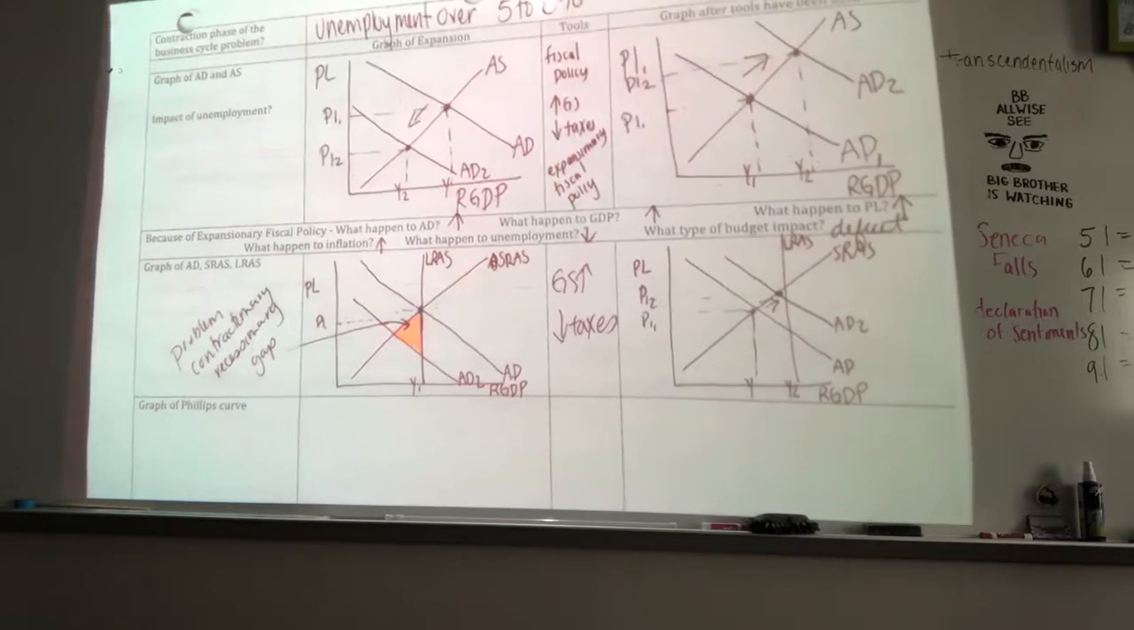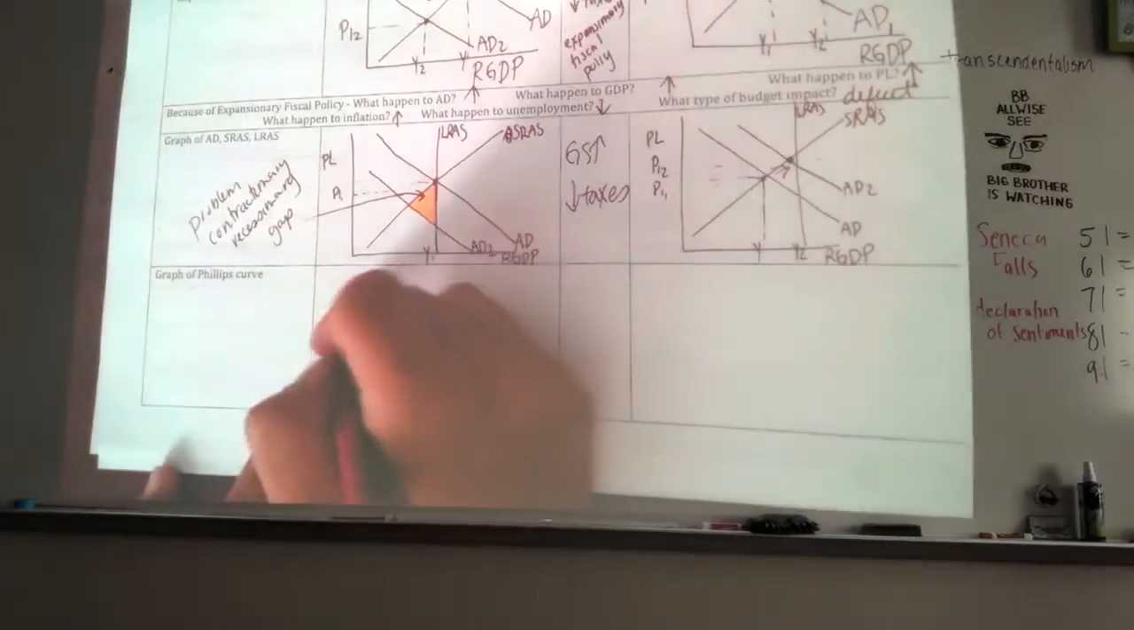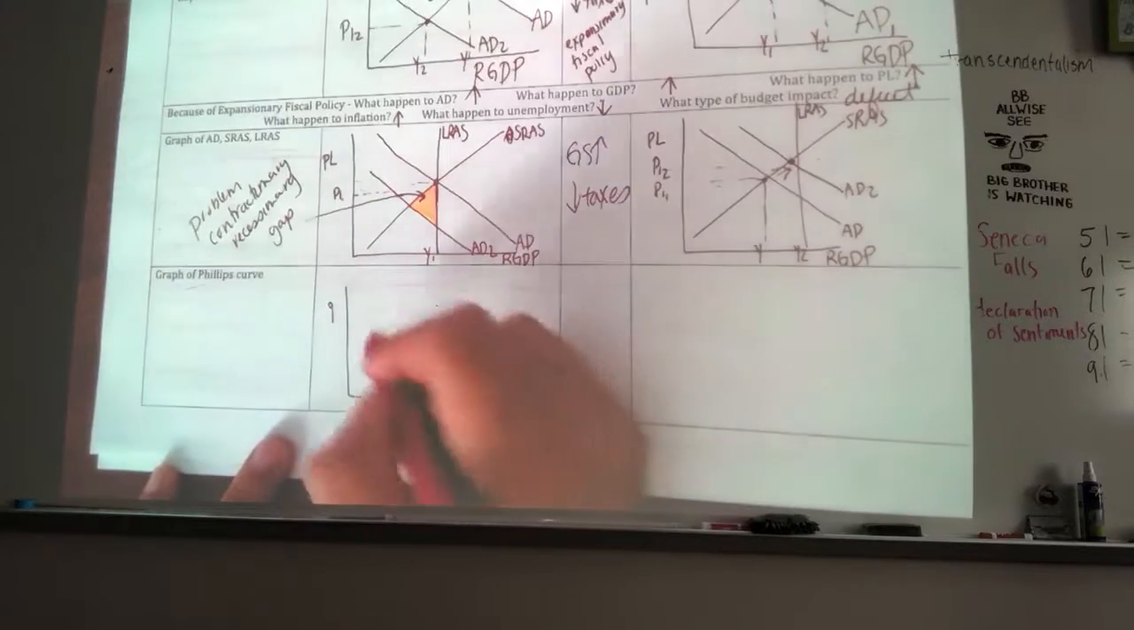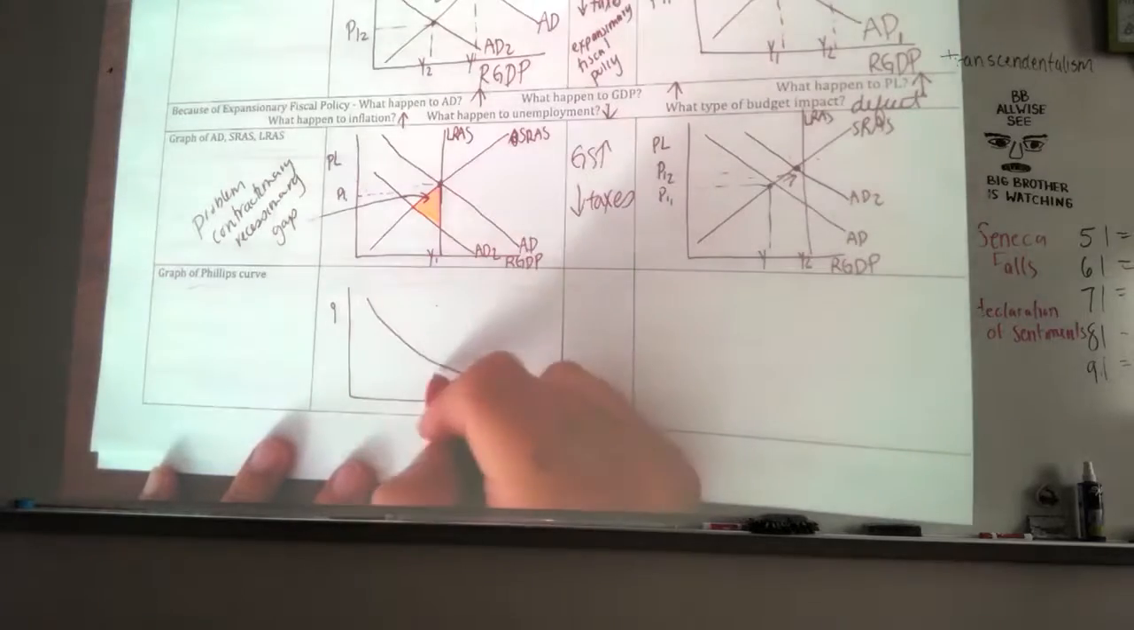Alright, so now I need to draw my Phillips curve. What is the bottom line? U. Where should I draw my point? At the bottom. On the bottom, right?